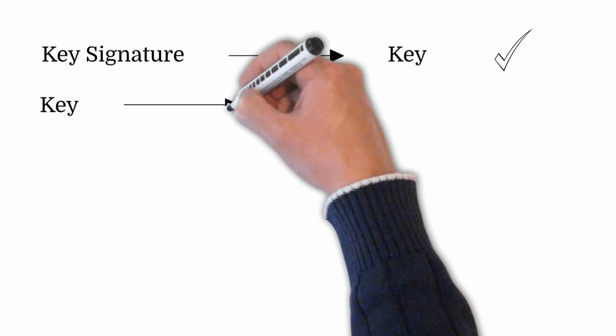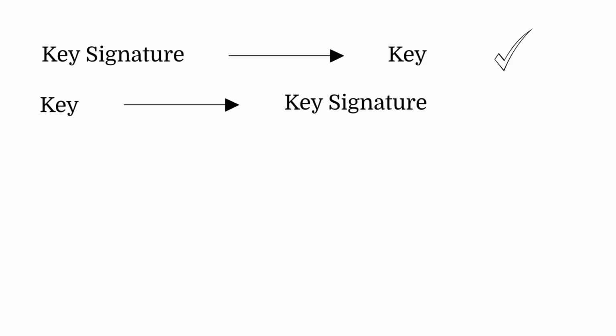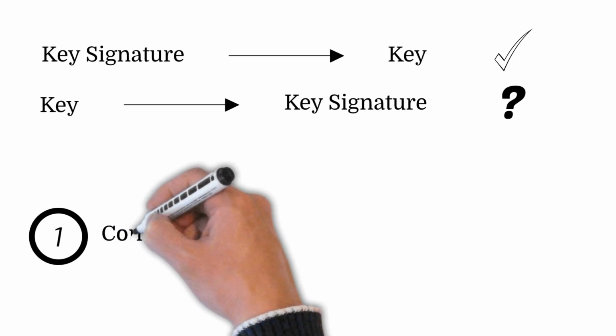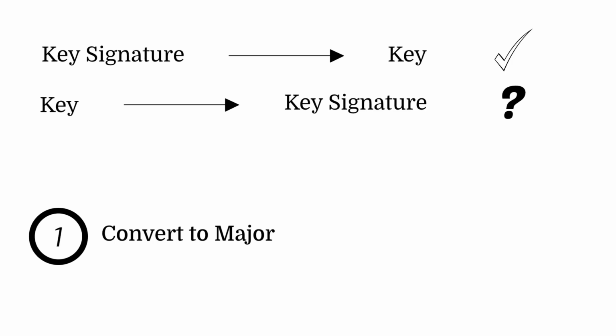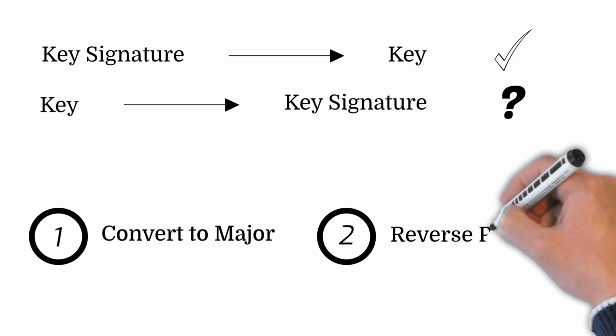Now we know how to identify the major and minor keys a key signature can represent. But what if you are given the key name and are asked to find the corresponding key signature? This is a fairly simple 2-step process. Firstly, convert the key to its relative major if it is given in minor. Keep in mind the relative major will have the same key signature as the minor key. Then, reverse the flats or sharps strategy to identify the key signature.